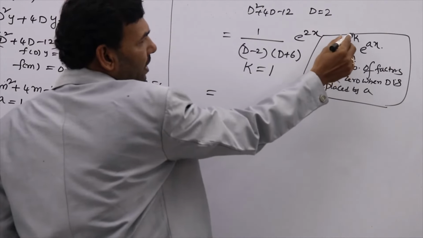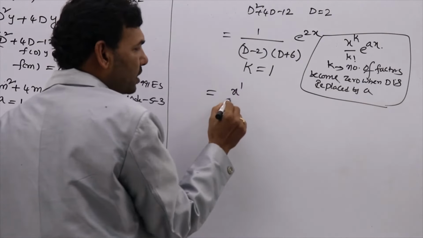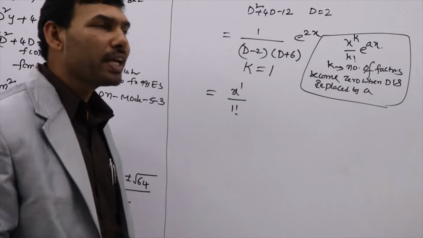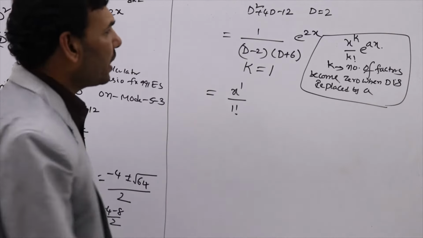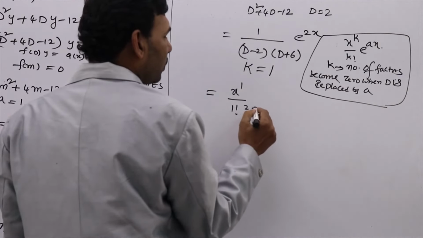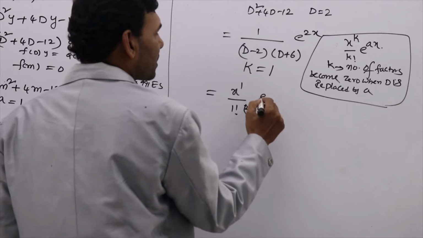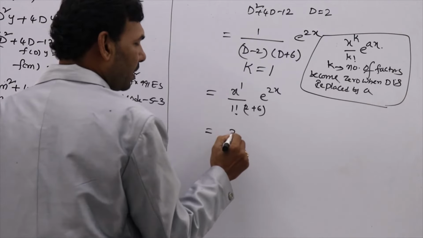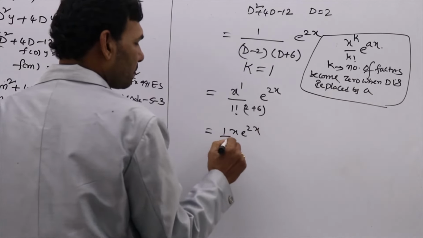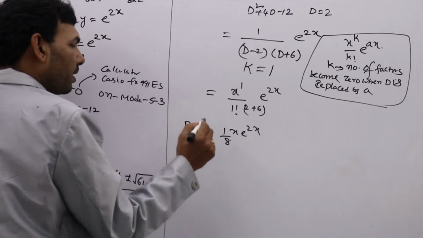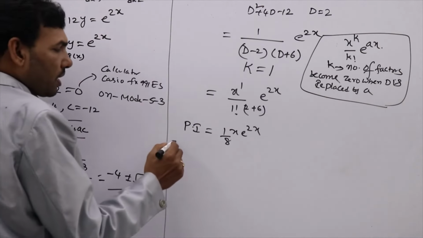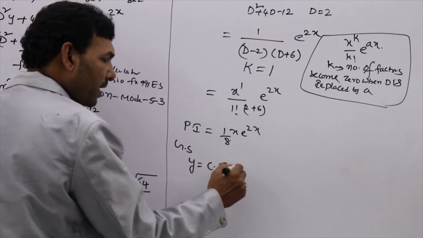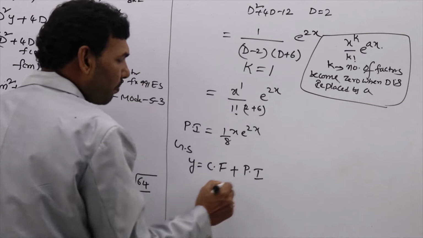So one factor, write in the place of D, x power 1 by 1 factorial. Where you are not getting 0, there simply write in the place of D. Here you are not getting 0, then follow the general rule: 2 plus 6 e power 2x. So finally 2 plus 6 is 8, x e power 2x. This is the particular integral. Now the general solution, y equals complementary function plus particular integral.